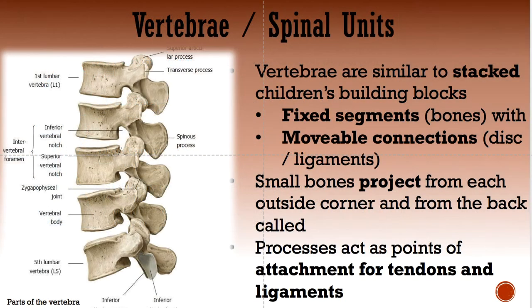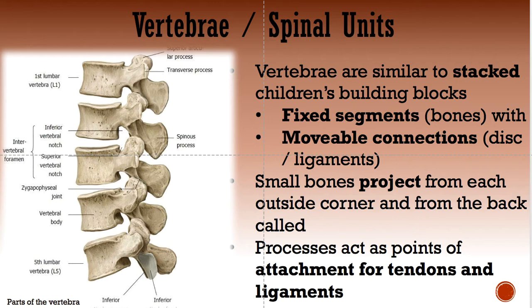So your vertebrae are very similar to children's building blocks, which are stacked on top of each other. You have fixed segments, which are your bones, and your movable connectors, which are your spinal discs and your ligaments. And again, your ligaments are that dense material that holds your spine in place and creates stability. Ligaments are bone to bone, where tendons are muscle to bone.